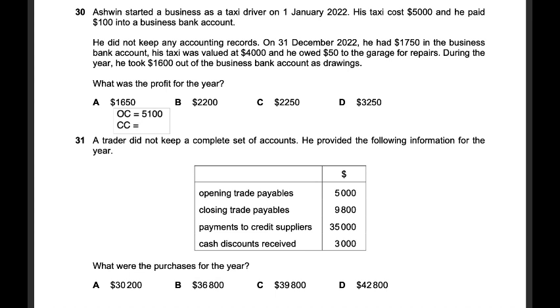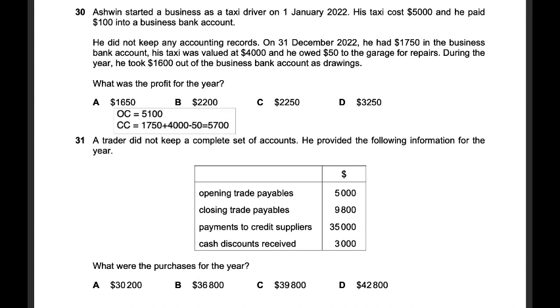On 31 December 22, he had 1750 in the business bank account, and a taxi valued at 4000 or $50. He took out 1600 as drawing. That we include in the capital account, so we won't do that here. 1750 plus 4000 is 5750, minus 50 is 5700.